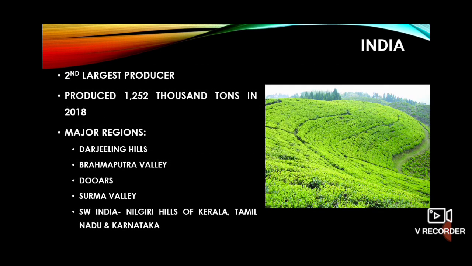India is the second largest producer of tea in the world. The country produced 1.2 million tons of tea in 2018. Tea cultivation in India is geographically distributed in two separate regions, the northeastern parts of the country and the southwestern part of the country. The major tea estates in the country are found in the Darjeeling Hills, Brahmaputra Valley, Duars, Surma Valley, and the Nilgiri and the Anamalai Hills of Kerala, Tamil Nadu, and Karnataka.